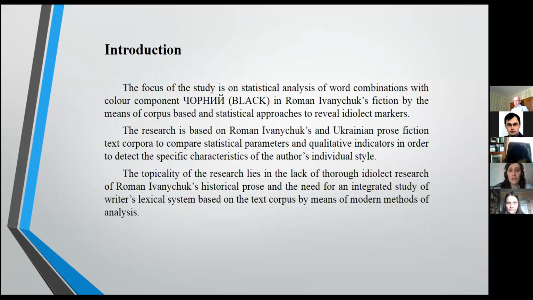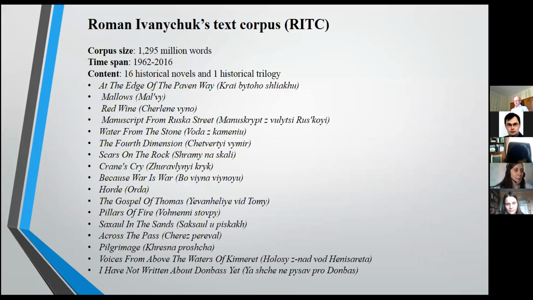The typicality of the research lies in the lack of ideologue research of Roman Ivanychuk historical prose and the need for integrated study of writer's lexical system based on the text corpus by the means of modern methodology of analysis. To study the individual speech, Roman Ivanychuk text corpus was created. This corpus comprises 16 historical novels and 1 historical trilogy written from 1962 to 2016. The size of the corpus is more than 1 million. The list of novels is presented on the slide.